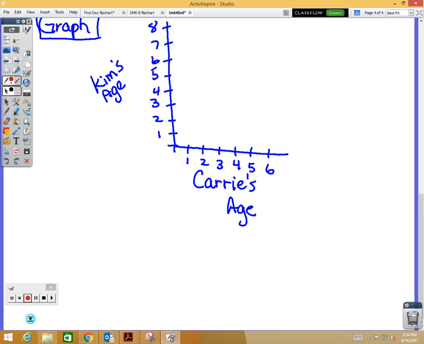And once again, using our table, we're going to plot the points on our graph. If Carrie is 1 year old, Kim is 3 years old. Carrie is 2 years old, Kim is 5 years old. Carrie is 3 years old, Kim is 7 years old. Shouldn't your points be making a straight line? And again, I know that it's in your notes and it's probably not perfect, and mine is not perfect either. But it should be pretty close to making a straight line. So there would be your example of a graph. So we showed the relationship using a table, we showed it by writing an equation, and we showed it by using a graph.